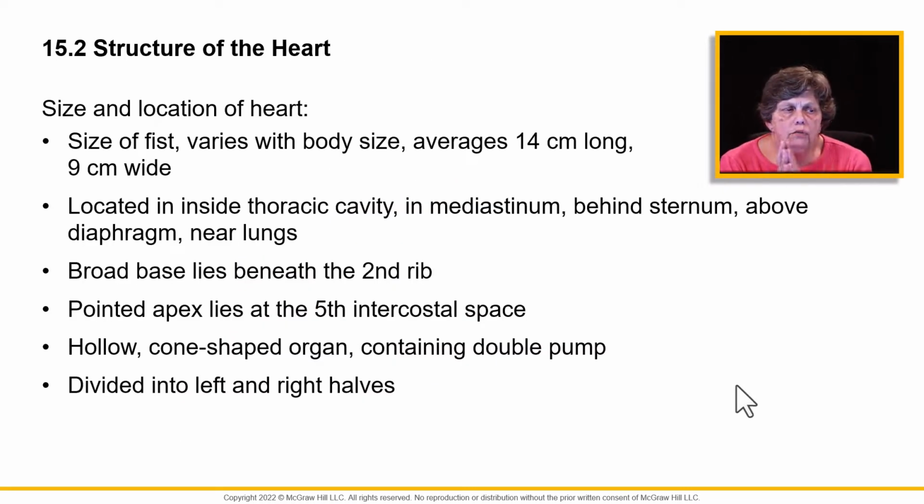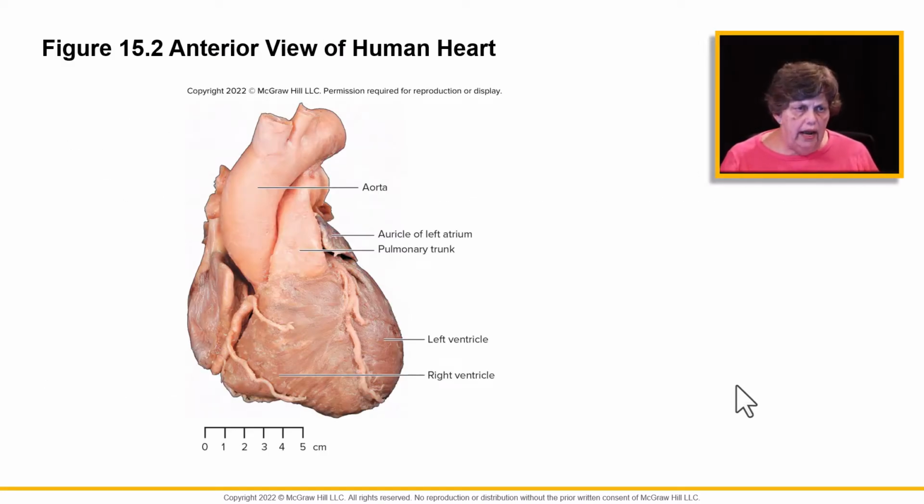All right. So in terms of the heart itself, it's about the size of our fist. It is in the thoracic cavity. It is in the mediastinum, behind the sternum, above the diaphragm, between the lungs. Basically, it's hollow, and it is divided into left and right halves. You can look at this anterior portion, and this is pretty good. This is the ventricles. This is the division between the right and left, and this is actually bigger, but it goes back behind the heart, so you can't see it.